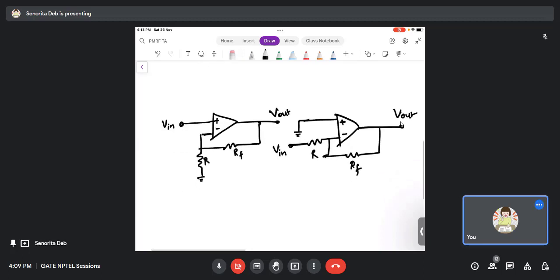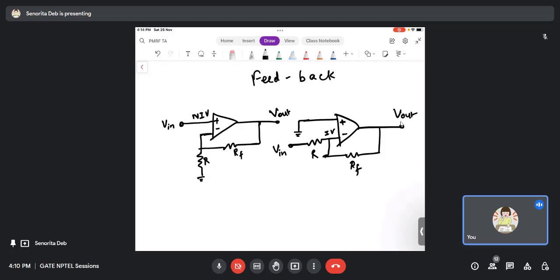Okay, so what is the difference between these two? In the first, I am putting the input in the non-inverting terminal. In the second one, I am putting the input to the inverting terminal. But the feedback in both cases, feedback means you take a portion of the output and you feed it back with the input.